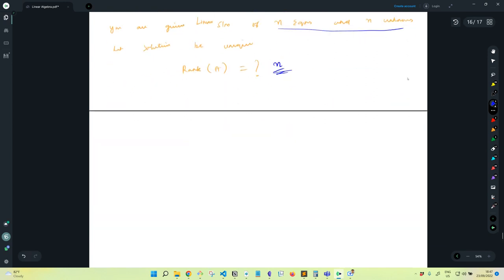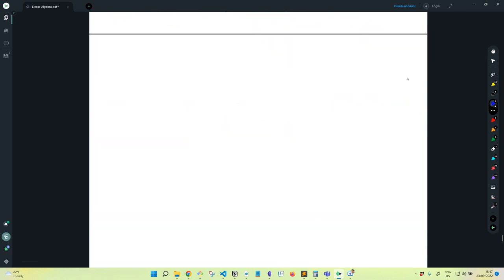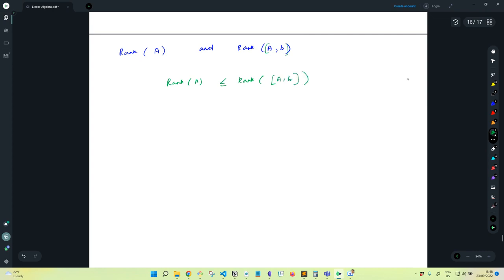Right? Now, to find out if it is infinitely many or no solution, you need to compare the rank of A and the rank of the augmented matrix. Okay. Now, one thing is, you see, this relation is always valid: the rank of A can only be less than or equal to the rank of the augmented matrix A comma B.